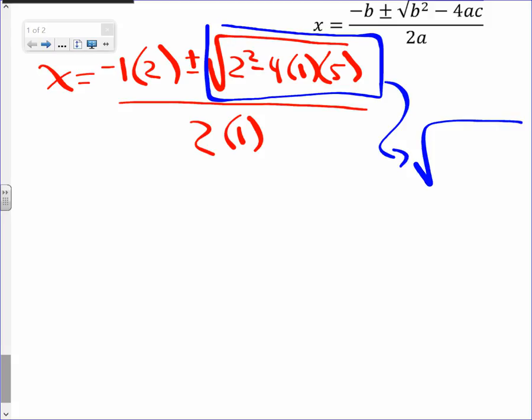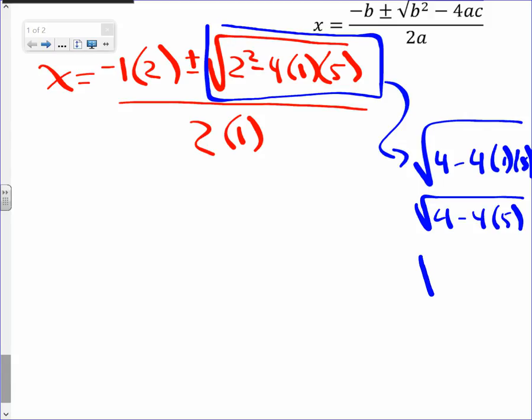2 squared is going to be 4 minus 4 times 1 times 5. Let's keep going. Negative 4 times 1 is a negative 4 times a 5. So 4 minus 20, so it'll be a negative 16. So far, so good.